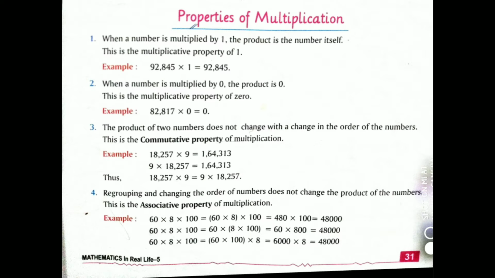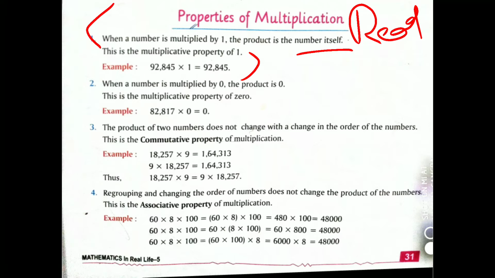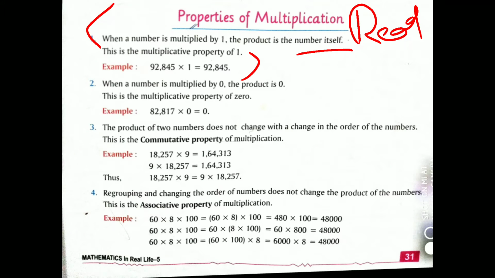First property of multiplication is when a number is multiplied by 1, the product is the number itself. Means if you multiply any number by 1, you will get the same number. It is called multiplicative property of 1. Clear? You have to underline all these properties in the book only, and above it, you have to write "read word". Clear? It is given on page number 31.